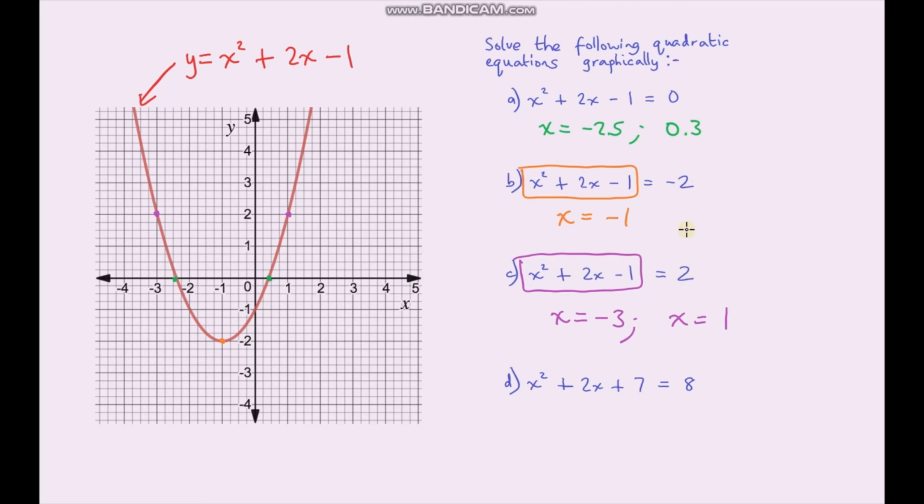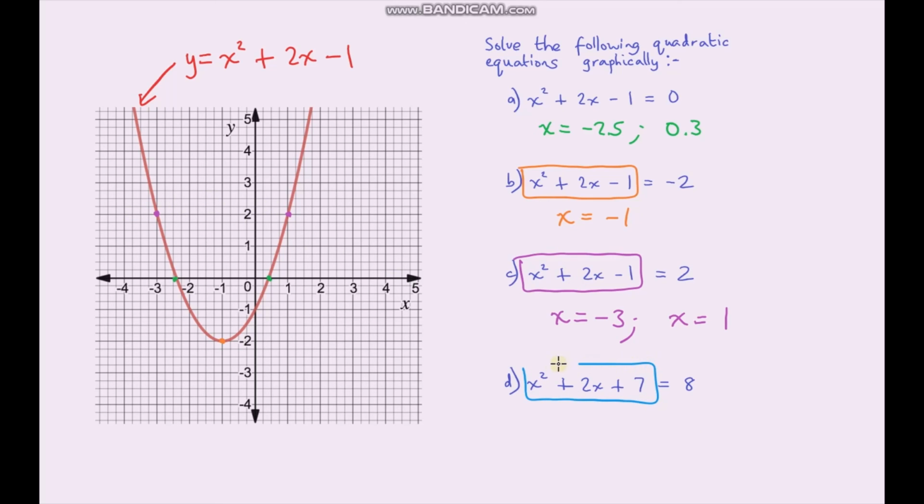So notice how with all three of these we've just used our graph to identify the points at which y equals different values. So the first one was where y equals 0, which is just the x-axis. The second one was y equals negative 2. And the third one was where does y equal positive 2. Now the last one, it's slightly different.